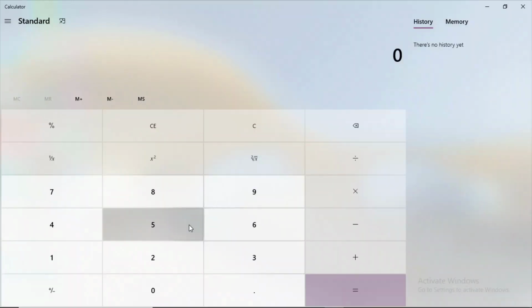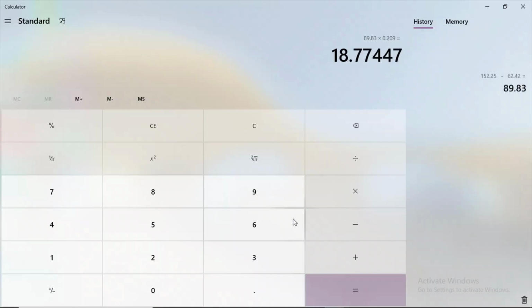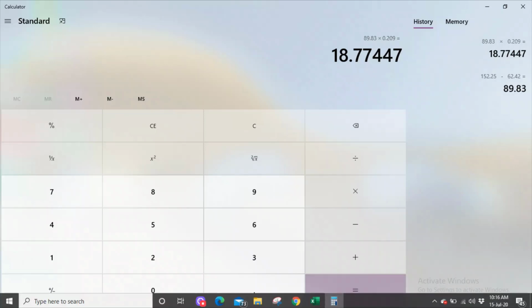So 152.25 minus the second moment for BC, 62.42, I am getting my final moment as 89.83. So if I multiply this 89.83 with distribution factor 0.209, I'll be getting my final moment as 18.77, right? So I hope you understood how this value is coming, 18.77.